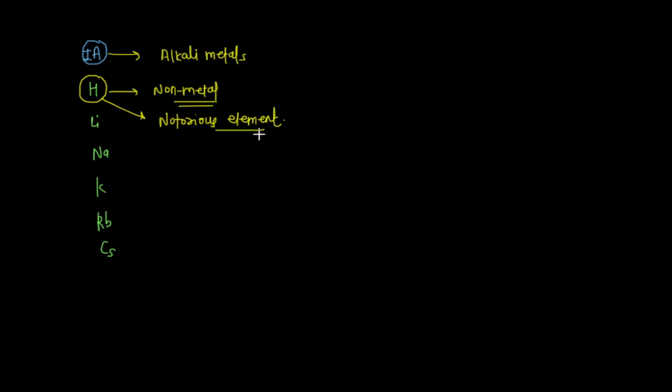Next, all these first A group elements have one electron in their valence shell, and that's why all these first A group elements like to form ions with +1 positive charge. So this is about the first A group.